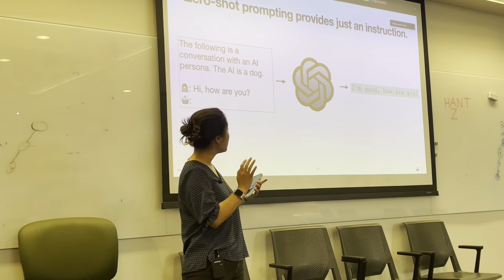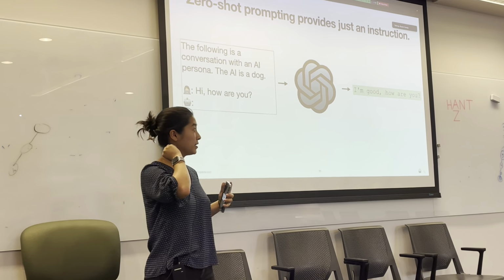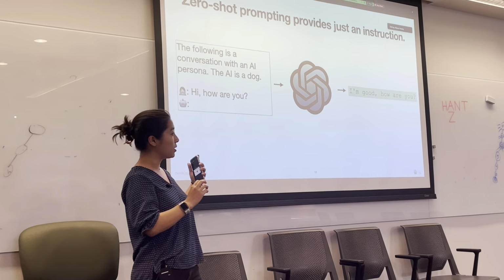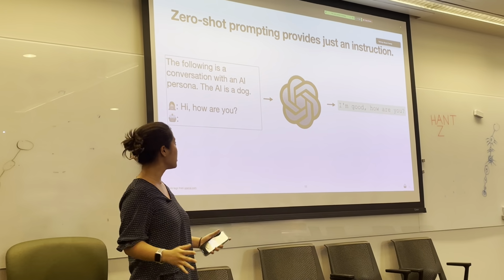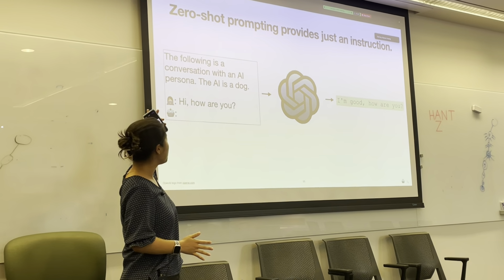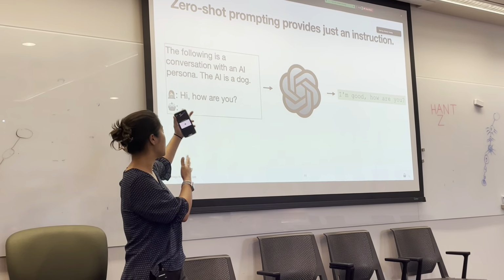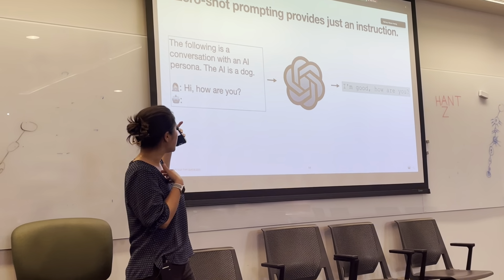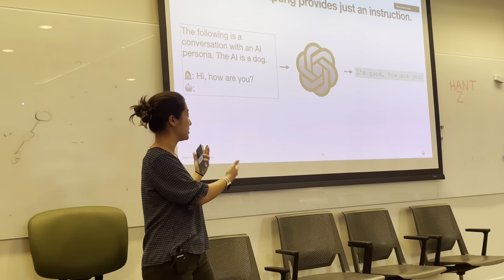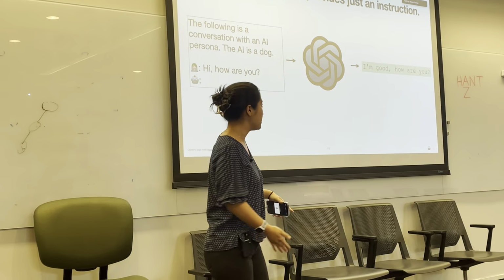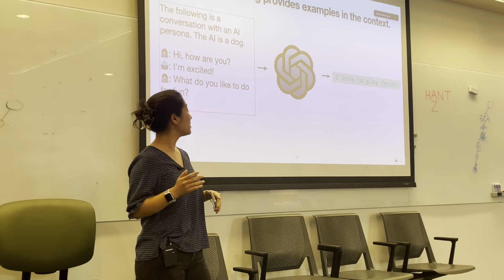There are kind of two main paradigms for doing this kind of thing. One way is called zero-shot prompting. You just give it an instruction. So I'm saying, hey, I want you to pretend to be some kind of persona. The persona is a dog. I'm going to say, hi, how are you? And I want you to say something else. GPT-3 just says, I'm good, how are you? Not super dog-like yet.